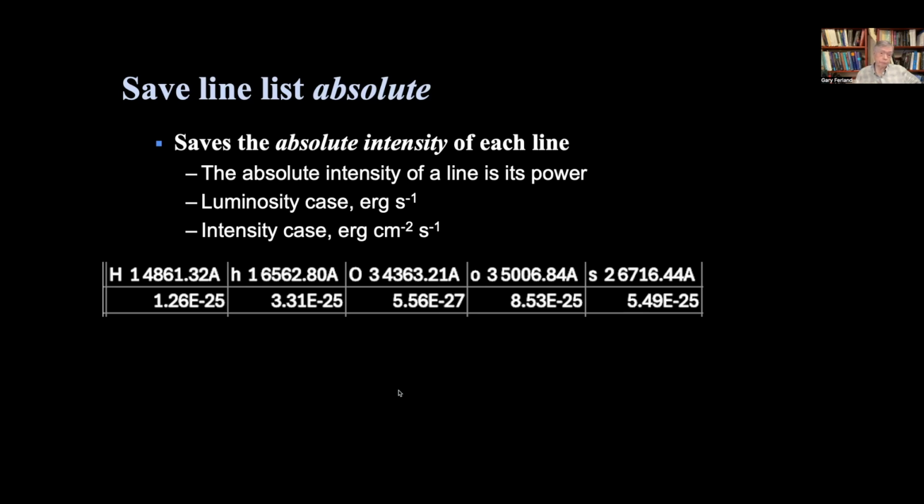So these are some predictions for the smoke test for the input deck. So you can see the numbers are tiny numbers. So this is 10 to the minus 25 ergs per, I don't know if it's intensity or luminosity, probably per square centimeter per second. And different lines you can see have very, very different absolute intensities.